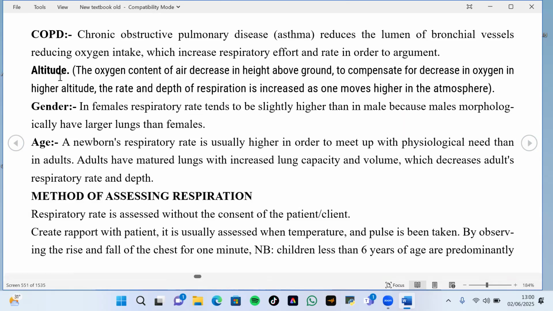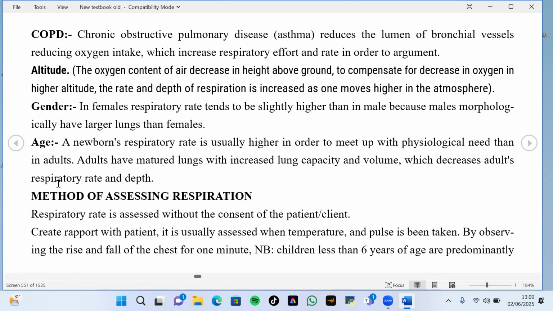Then altitude. You know that the oxygen content of the air decreases with height. So as you are climbing a mountain, the oxygen decreases. As such, you tend to have increased respiratory rates. Gender also influences respiratory rates. In females, respiratory rate tends to be slightly higher than in males because male morphology has larger lungs than females.